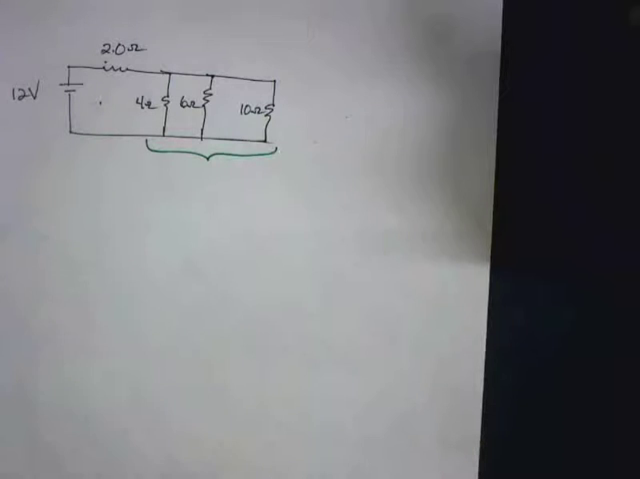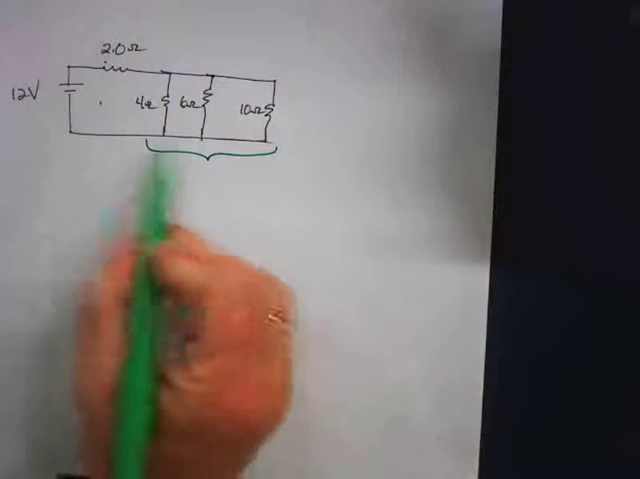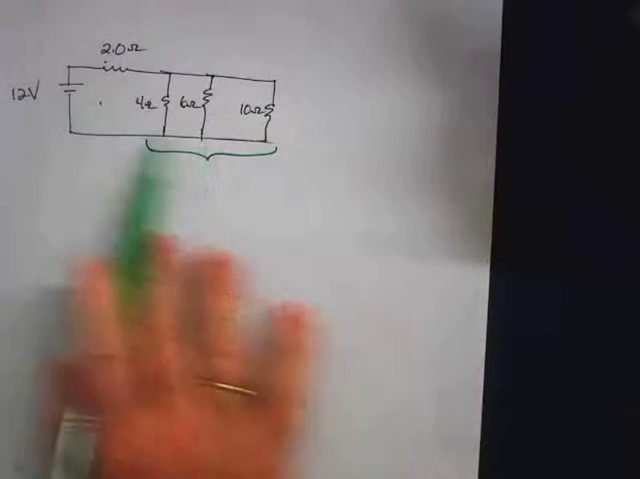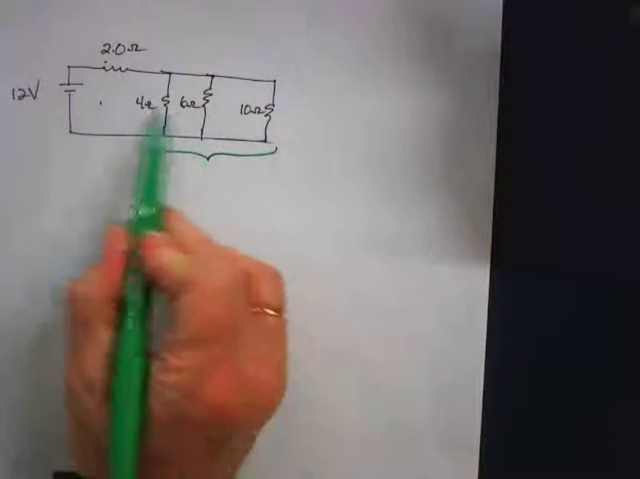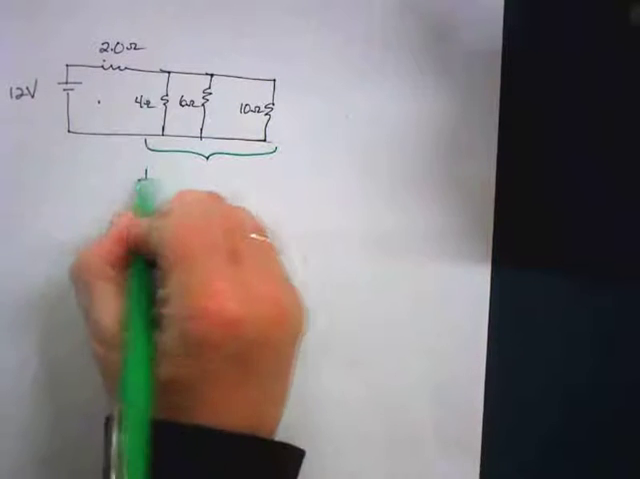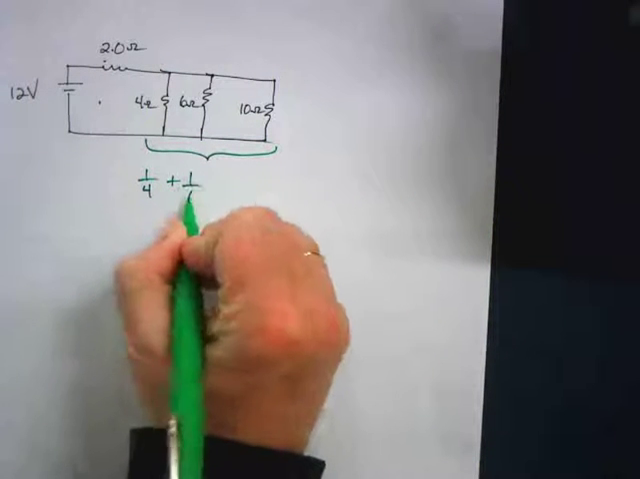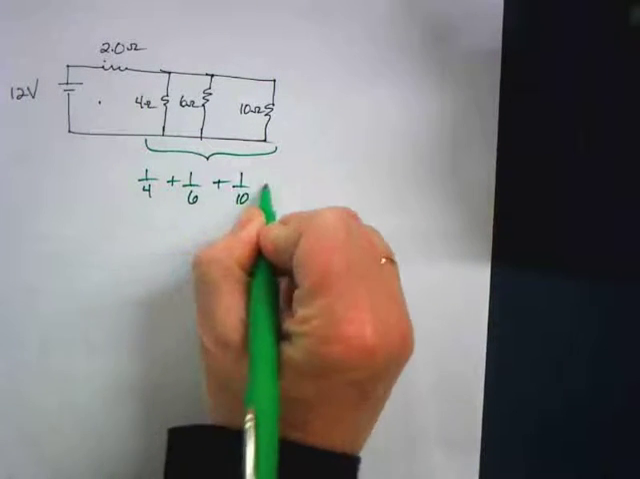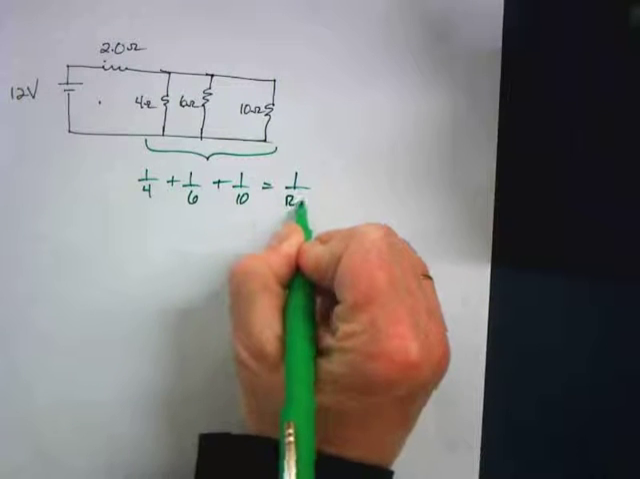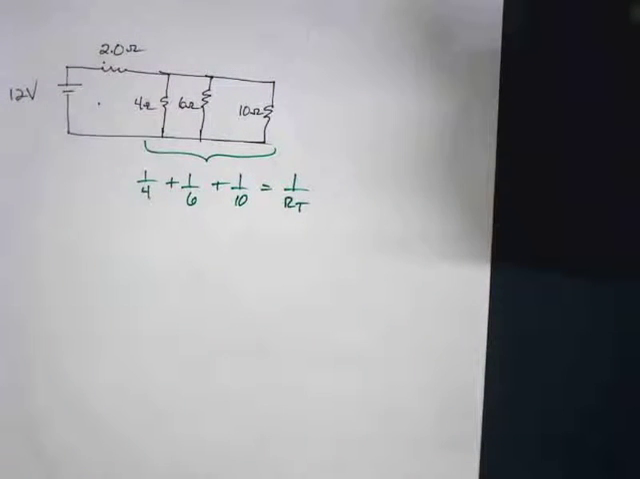So first and foremost, probably the easiest thing would be to figure out the parallel resistance for that section. You can do 2 at a time, or you can just do all 3. They're all parallel. So 1/4 plus 1/6 plus 1/10 equals 1 over R total for that parallel section.